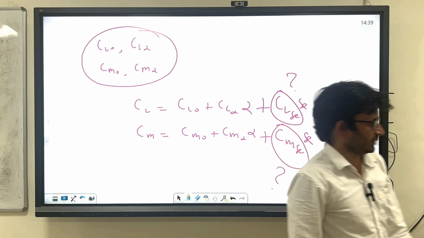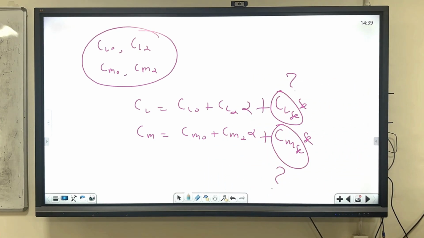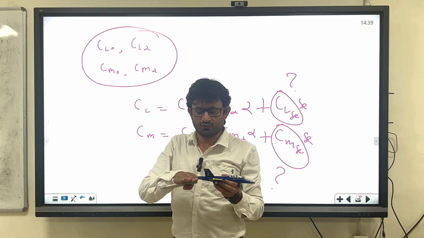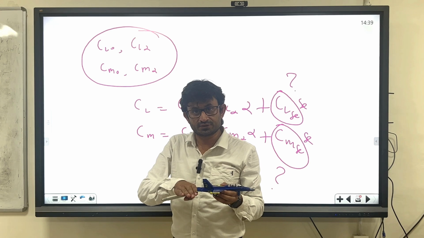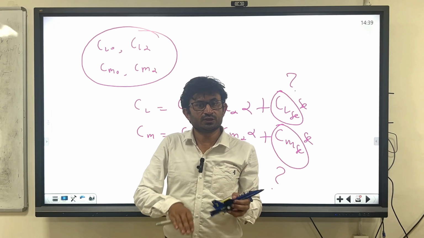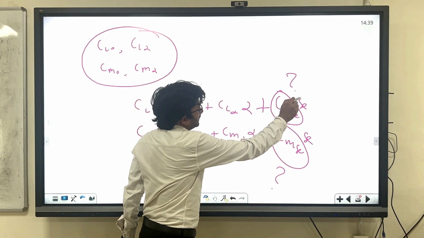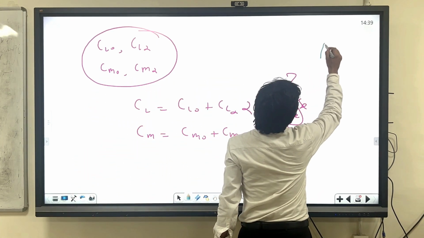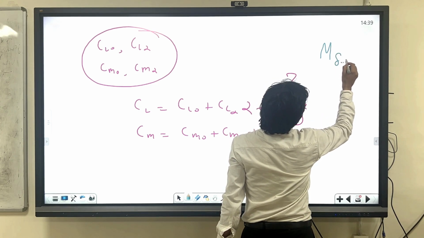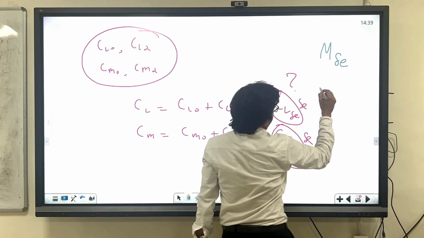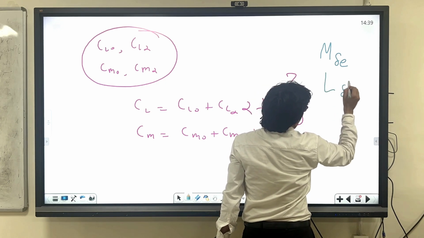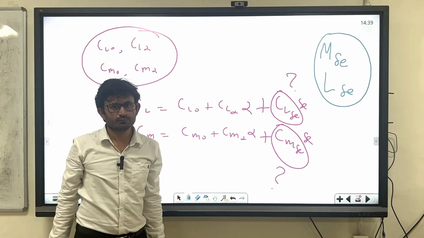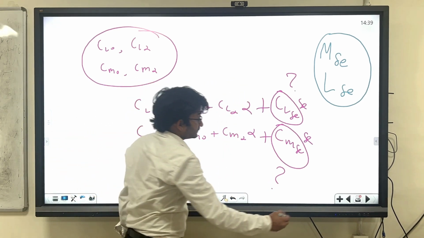You can look at this aircraft. This is an elevator. If you deflect the elevator, the CL will change, right? So this part is nothing but the control part. You can write the pitching moment due to elevator and the lift force due to elevator.